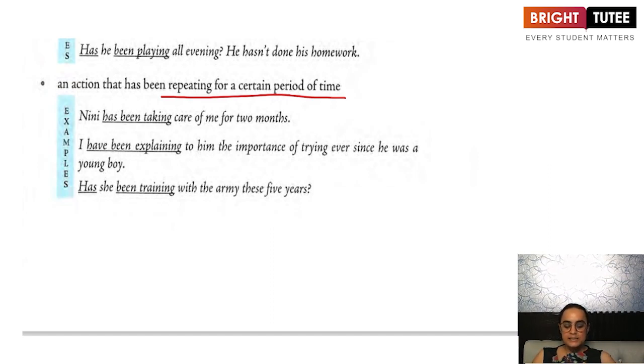Nini has been taking care of me for 2 months. I have been explaining to him the importance of trying ever since he was a young boy. Has she been training with the army these 5 years? So, the time duration for the action has been given.